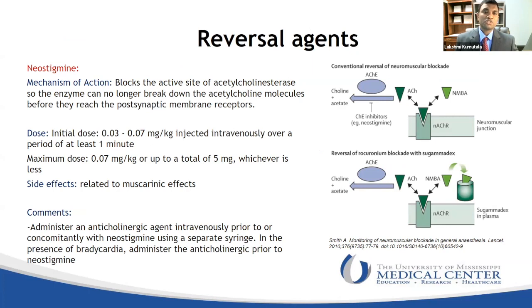The dose is 0.03 to 0.07 milligram per kg, injected intravenously over a period of 1 minute, most of the time preceded by an anticholinergic agent. The maximum dose is 70 microgram per kg, up to a max dose of 5 milligrams. The side effects are mainly related to muscarinic effects. They can be prevented by giving anticholinergic agents like glycopyrrolate or atropine.